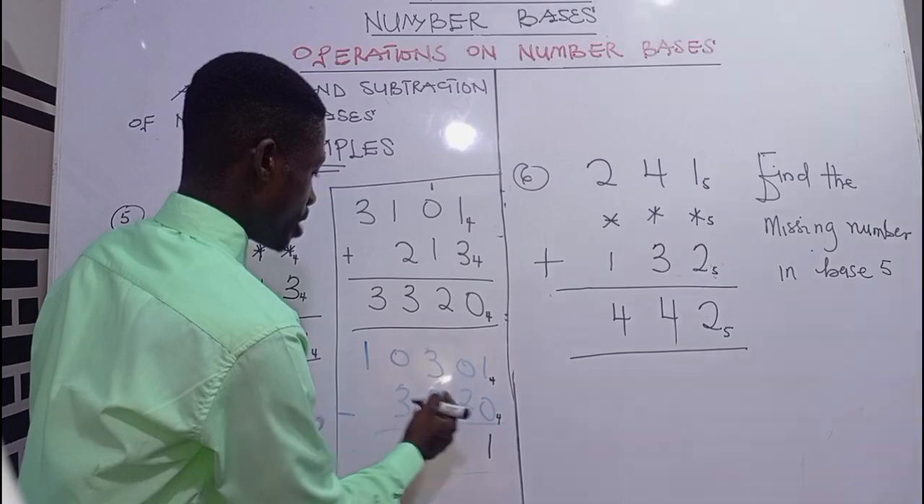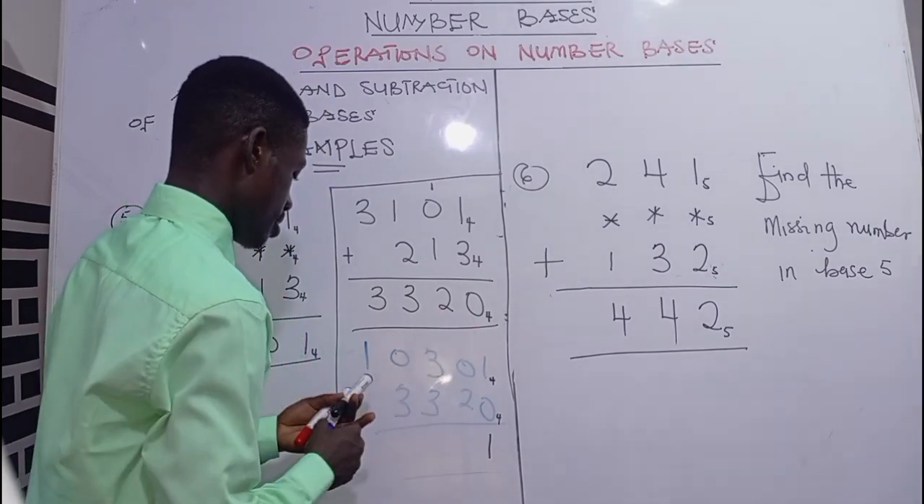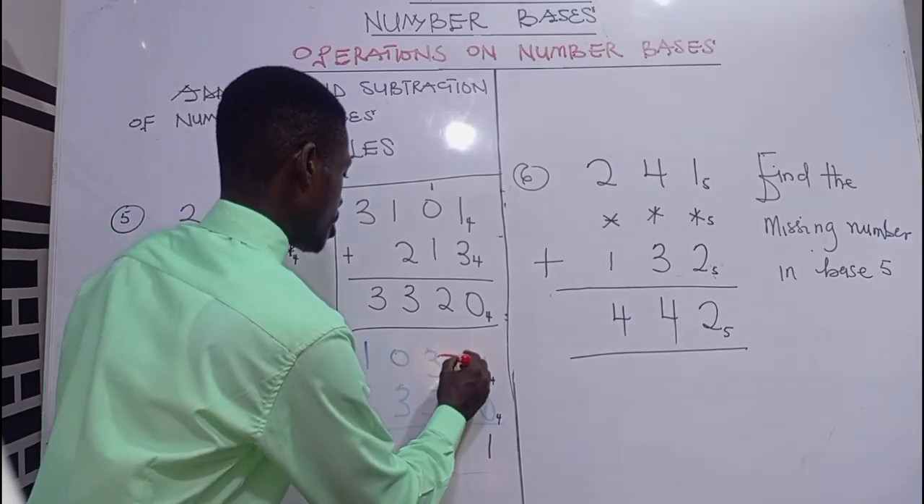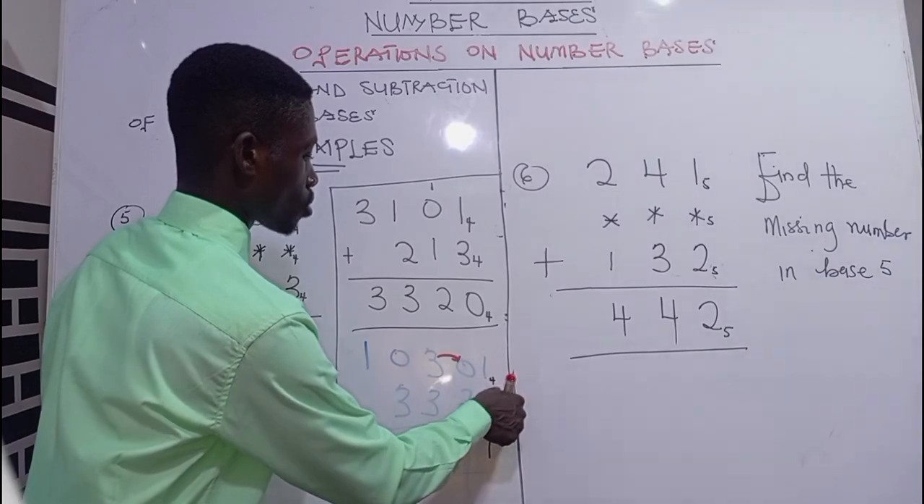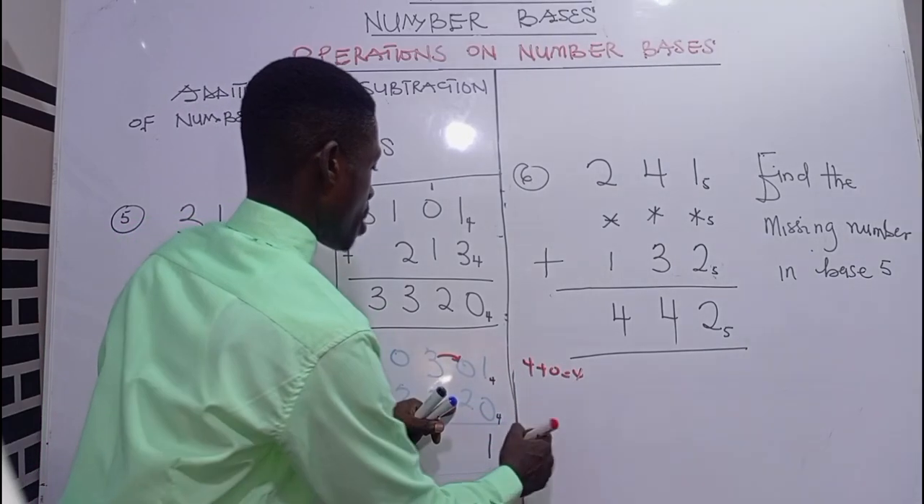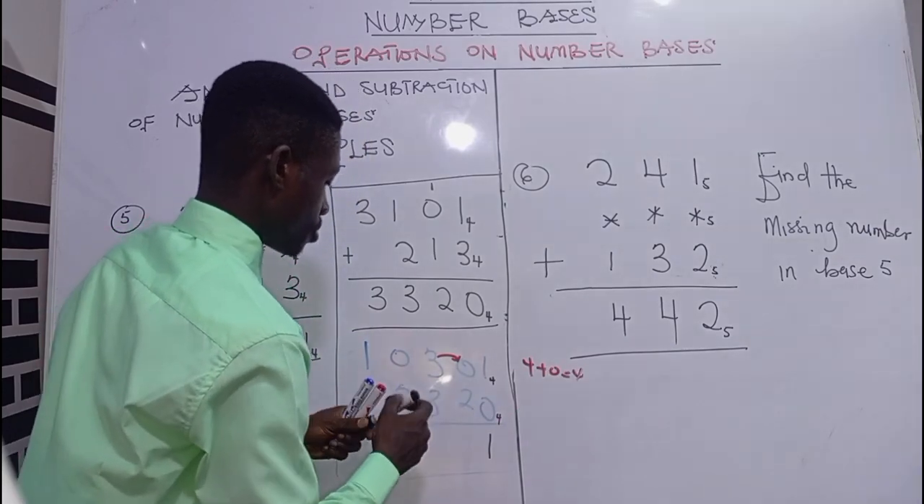0 minus 2, you know it is not possible. So we have to come to 3 and then borrow 1. When we come to 3 and borrow 1, the one that we are borrowing is what? 4. So we have 4 plus 0 will give us 4. And this 4 minus 2 will give us 2.